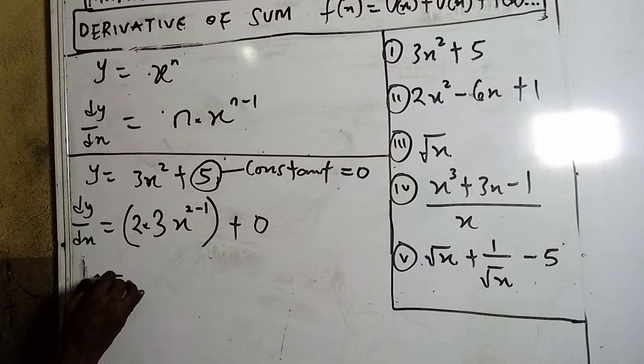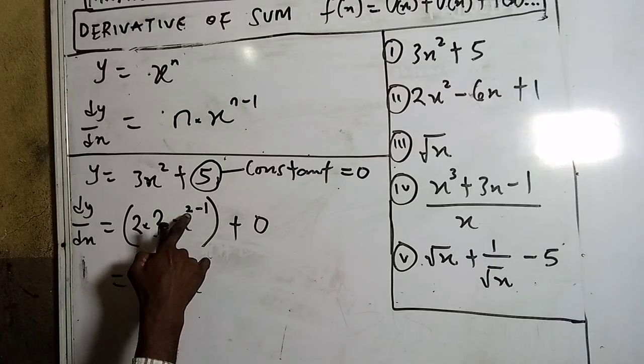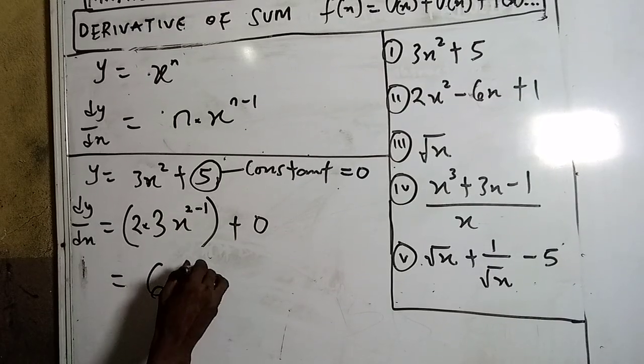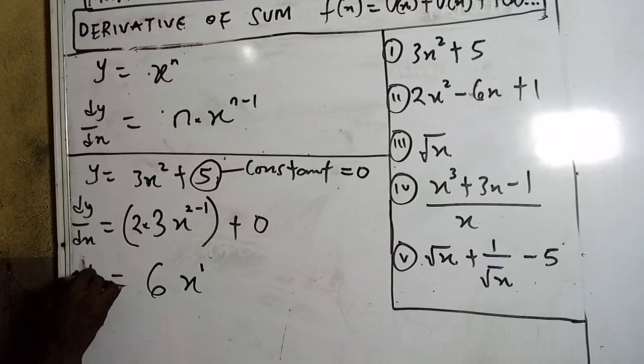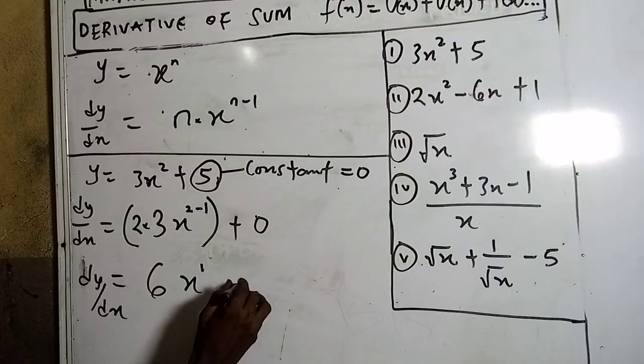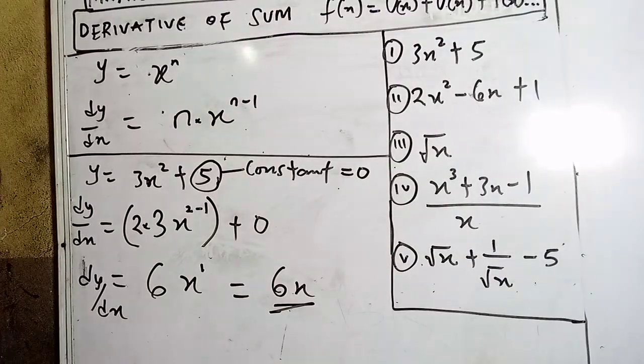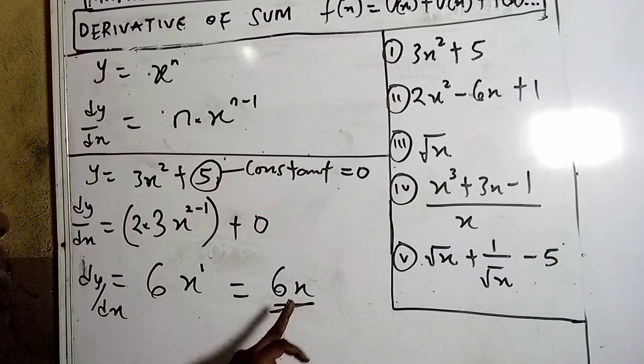So finally, 2 times 2 is 4. Then 2 minus 1 is 1. So that means dy/dx will be equal to 4x for this expression. So that's the answer to the first one.